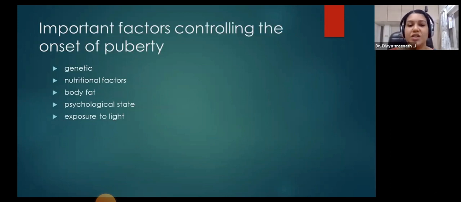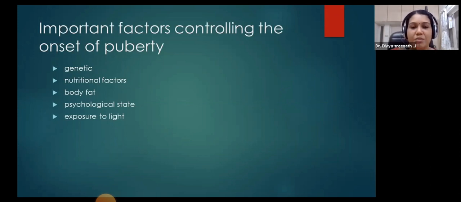So there are so many factors which contribute to the onset of puberty. The first and foremost factor is the genetic factor. So if a girl's mother attained puberty around 12 to 13 years, then there will be more chance of that girl to attain menarche at that time. Okay. And certain nutritional factors also.